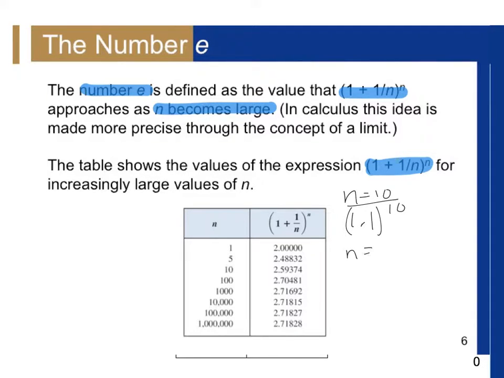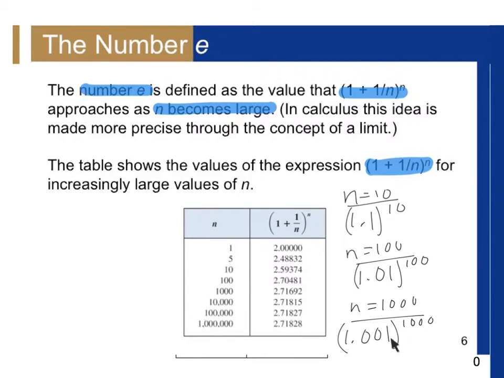When n equals 100, we have 1.01, 1 plus 1/100th, to the 100th power. And when n equals 1,000, we have 1.001, 1 plus 1/1000th, to the 1000th power. So what we're doing is taking numbers getting closer and closer to 1, 1 plus a very small decimal, to a very high power.